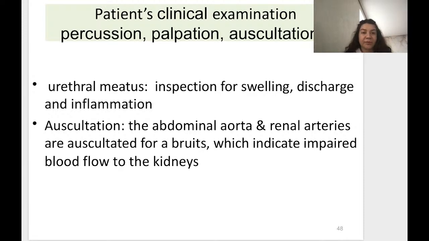Ureteral meatus: inspection for swelling, discharge and inflammation. Auscultation. First of all, we auscultate the abdominal aorta and renal arteries. They are auscultated for bruits, which indicate impaired blood flow to the kidneys.